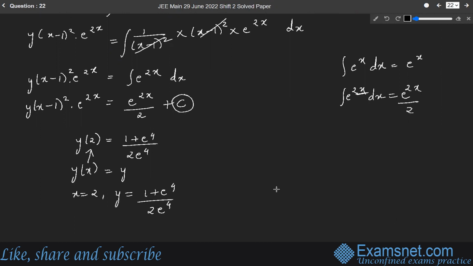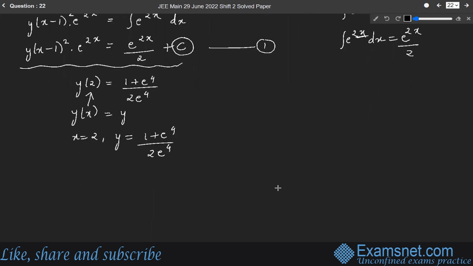So let us do one thing. Let us substitute the value of x and y here in this equation. Let us consider it as equation number 1. So when we substitute the value of x and y, what we get is, first term is y. What is y? (1 + e^4)/2 into e^4 multiplied by (x − 1)². What is x? 2. 2 minus 1 squared will be 1 squared, and 1 squared is 1.